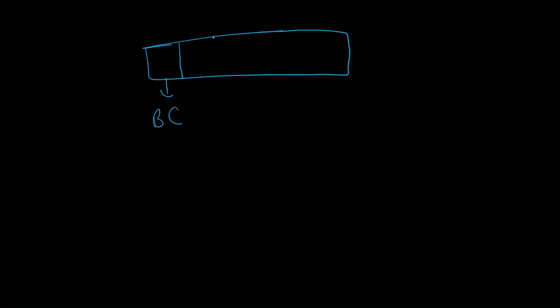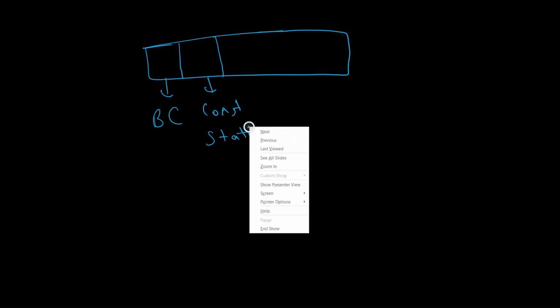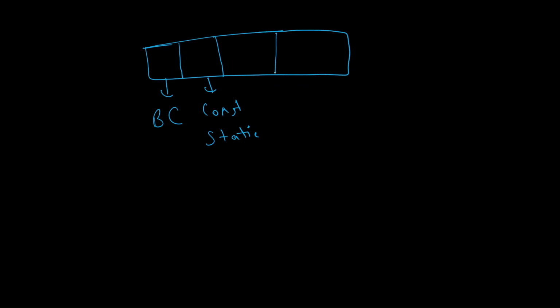Consider this is a full memory. So the first part will be our bytecode. It will take up some space. The second will be the const and the static variables. These are loaded separately so that they can be accessed globally. And the other part are the stack and heap. Let us understand what they are.